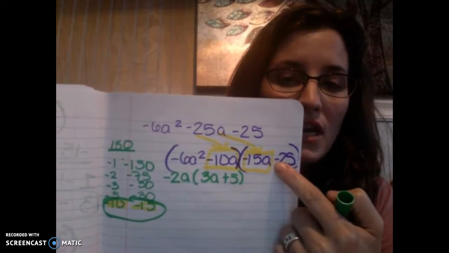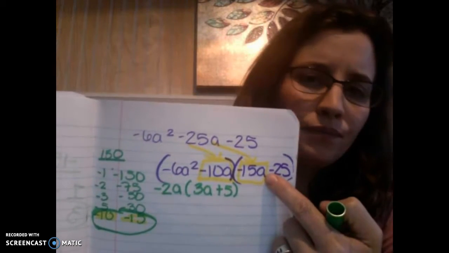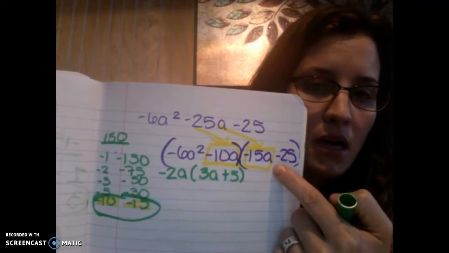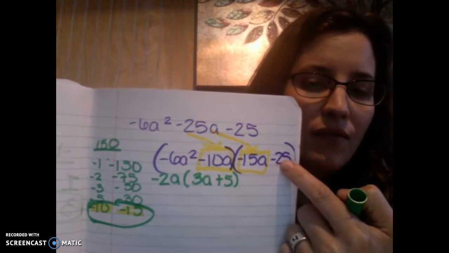Now I'm going to go ahead and look over here. What number and variable, if one, can I divide into both negative 15 and negative 25? Again, the greatest common factor would be negative 5. Only the 15 has an a, negative 25 does not, so I can't pull out an a. So negative 15a divided by negative 5 is positive 3a. Negative 25 divided by negative 5 is positive 5.